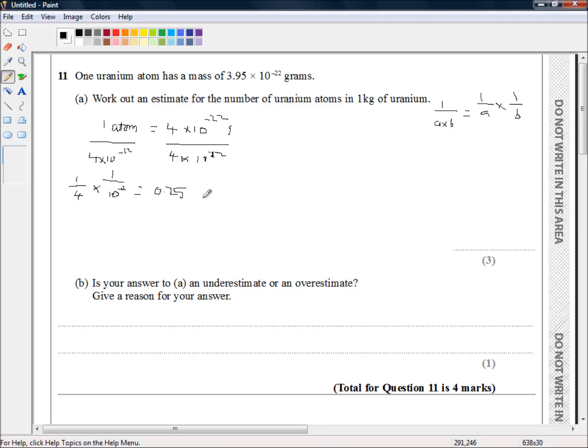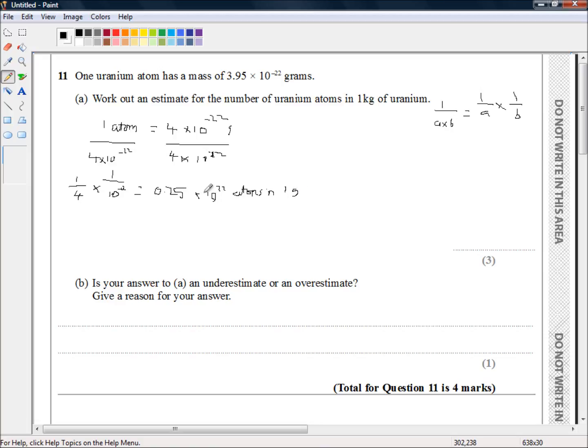So we've got 0.25 times, and then 1 over 10 to the power negative 22. Well, a negative exponent is a reciprocal, and a reciprocal of a reciprocal is the same thing. So 1 over 10 to the power negative 22 is just 10 to the power positive 22. So there are 0.25 times 10 to the power 22 atoms in 1 gram.